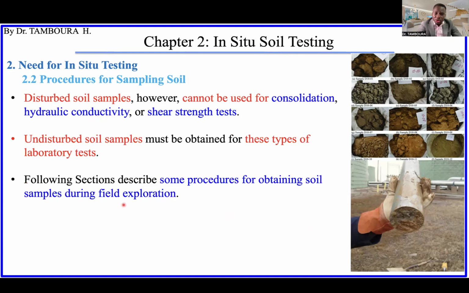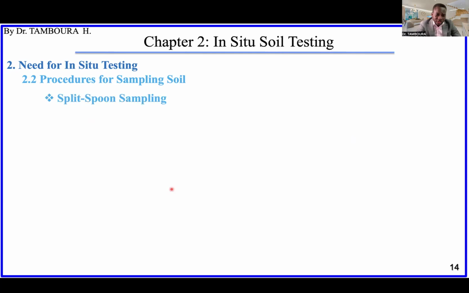In the following section, we are going to describe some procedures, some ways for obtaining soil samples during the field exploration. Okay. First, we are going to talk about split spoon sampling. This one is directly related to the SPT test. So we will come back to this SPT test. But in this video, we are just going to talk about the sampling, not the SPT test itself. Of course, we are going to talk about the SPT, but we are not going to go deeper on the N value. We just want to show how the sampling during the SPT works.